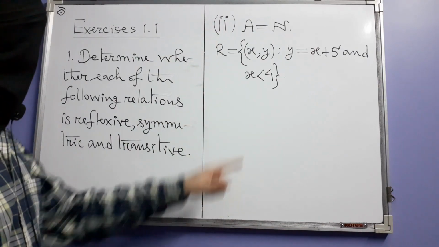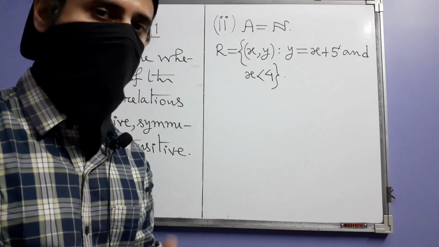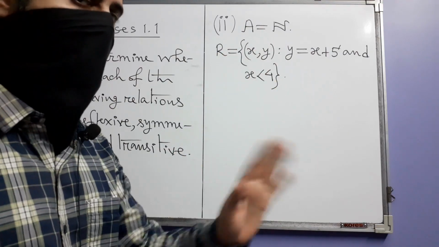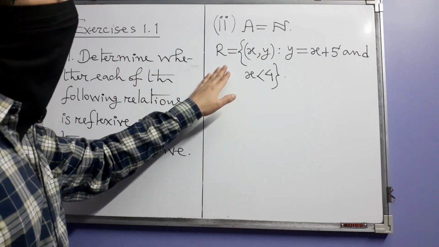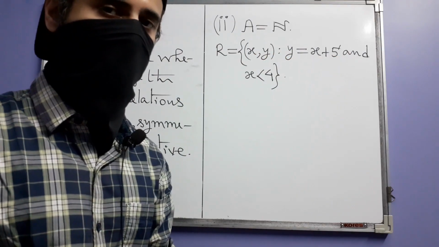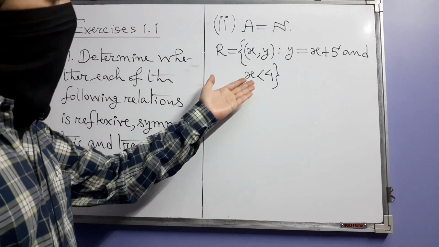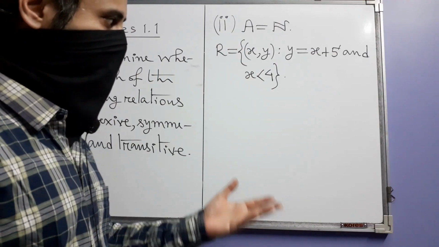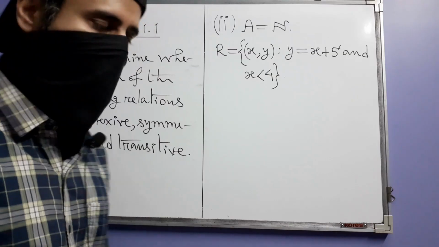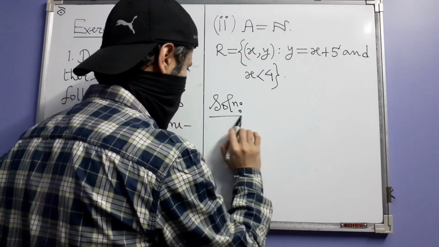Second one, the set on which we have the relation is the set of all positive integers, natural numbers. So our x and y are natural numbers, any natural number. And the relation is this: x is related to y if y is equal to x plus 5 and x is less than 4. So few possible values of x are there that we can write this relation in tabular form. Let us do that and see which ordered pairs are its elements.